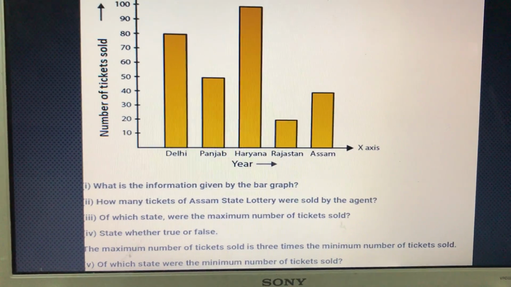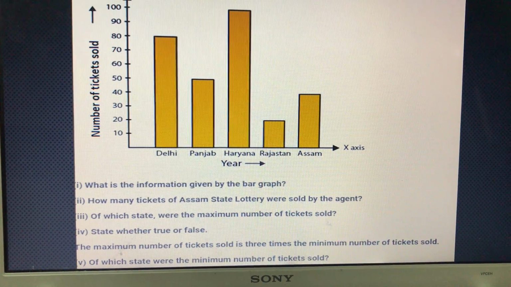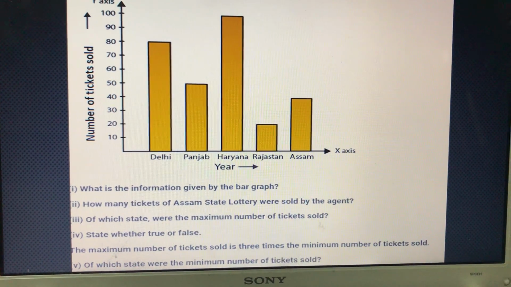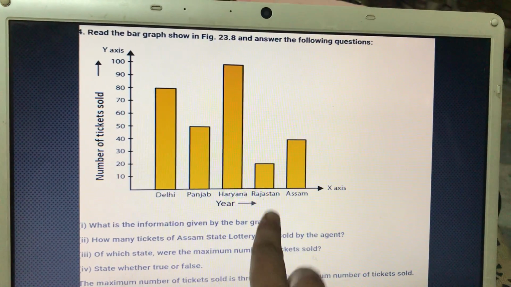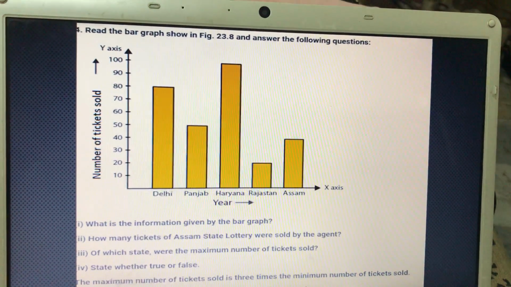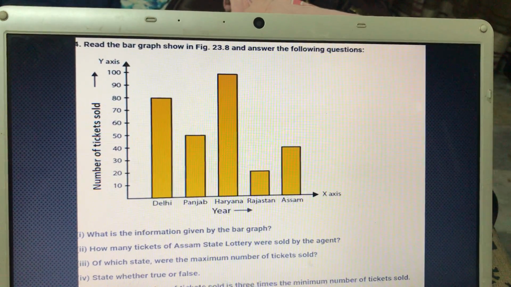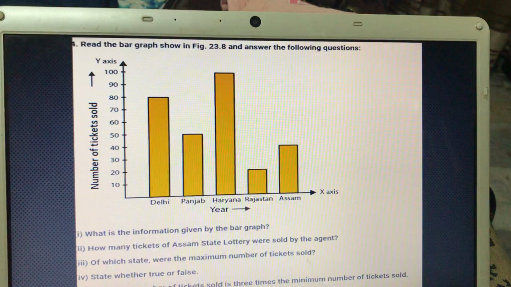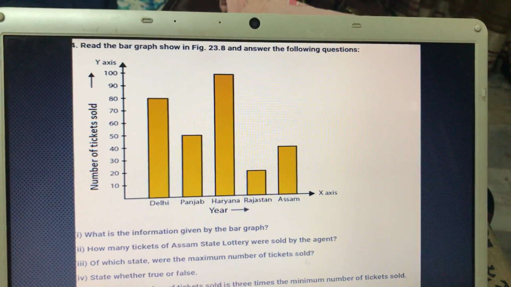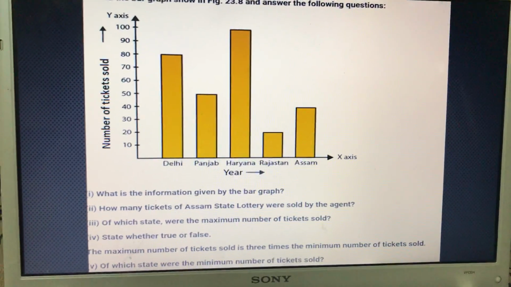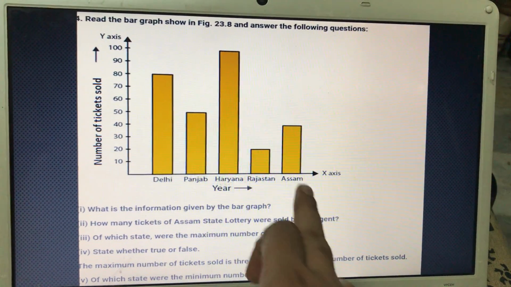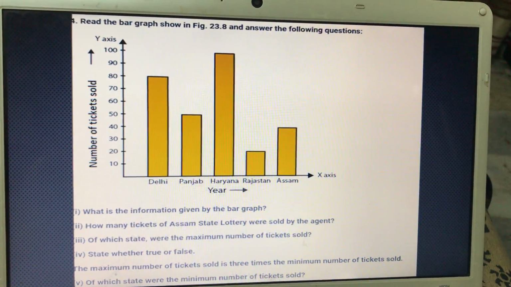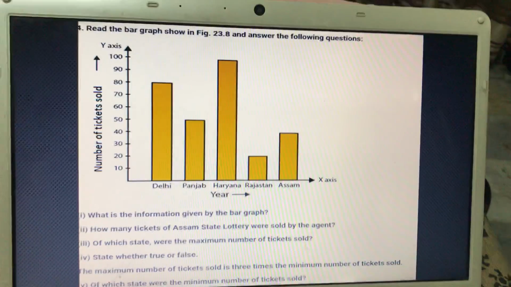State whether true or false: the maximum number of tickets sold is 3 times the minimum number of tickets sold. Now the maximum is 100 and minimum is 20. If we multiply 20 by 3, the answer is 60. It is not 100. So it is false. Of which state were the minimum number of tickets sold? Rajasthan is the state for which the minimum number of tickets are sold.